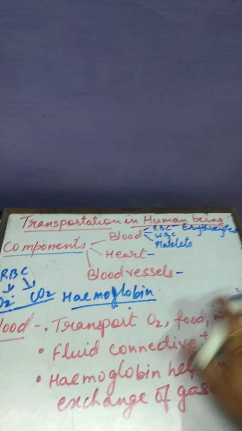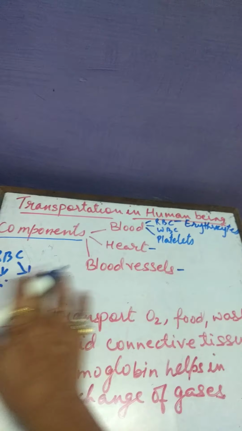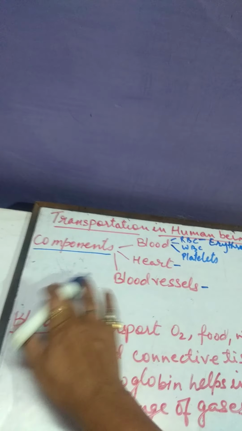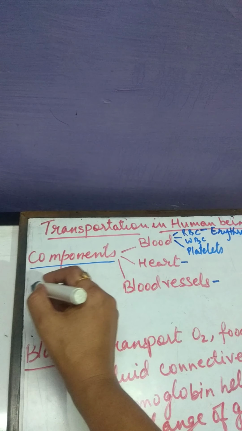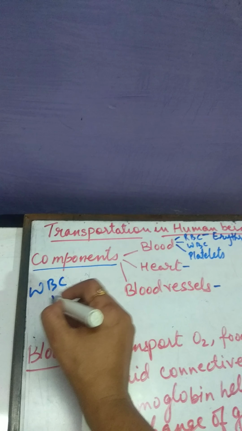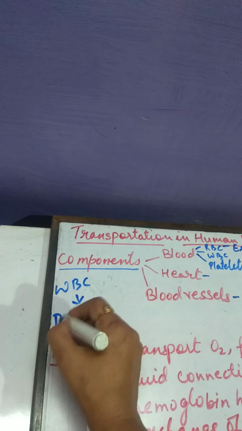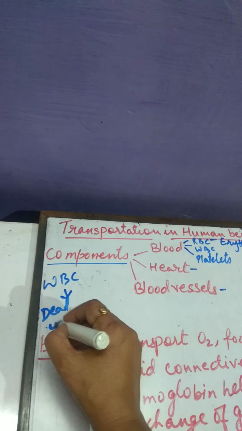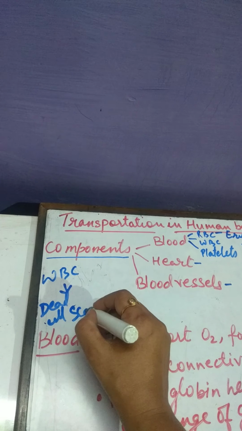Now, next is WBC. WBC means white blood cells. You all are familiar with WBC. It is known as scavenger. Clear? It helps in healing. Clear? These are the functions of WBC. Scavengers means it eats dead and injured cells. Removes dead and injured cells. So it is known as scavenger.